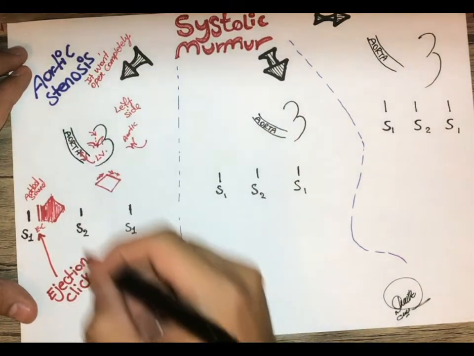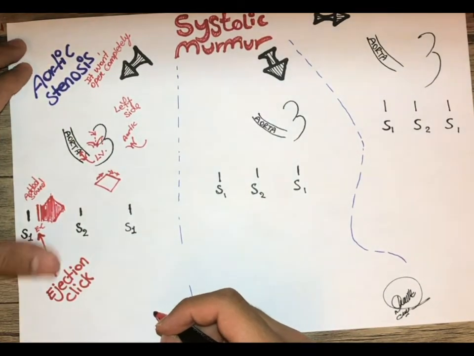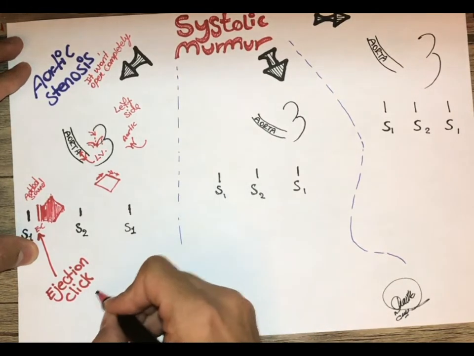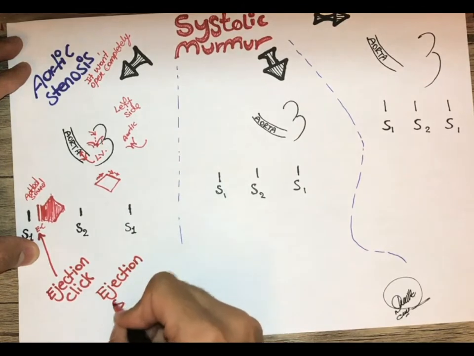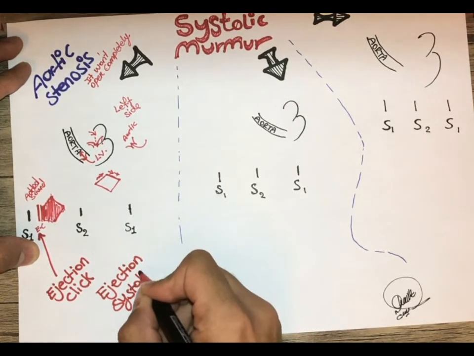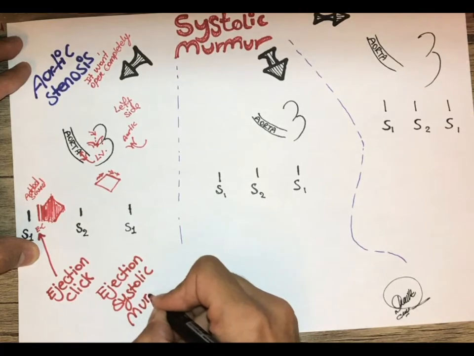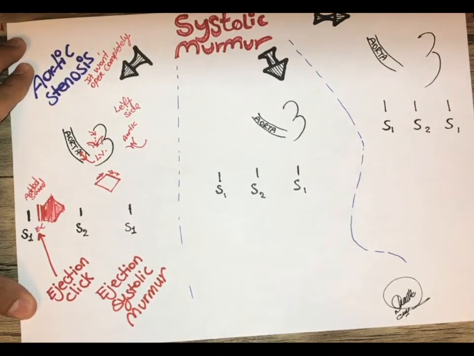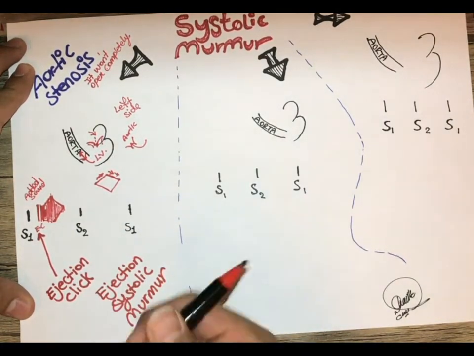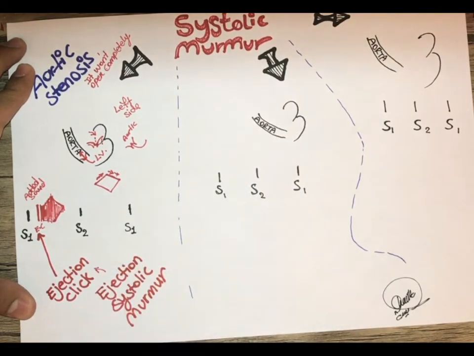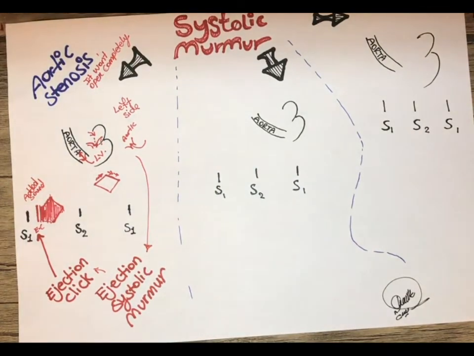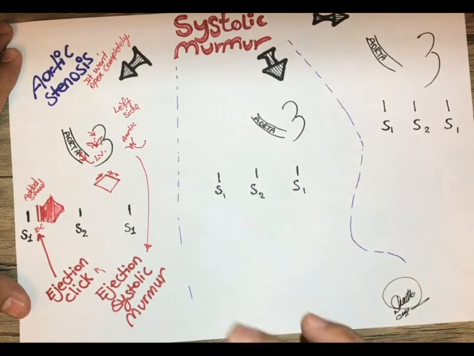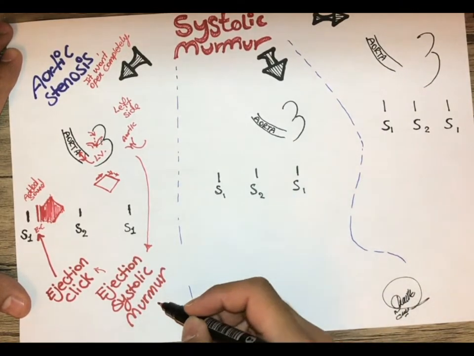So in order to report an aortic stenosis murmur, it is called an ejection systolic murmur. Ejection systolic murmur due to the ejection click and due to the stenosed valve. So the aortic stenosis is sometimes accompanied by an ejection systolic murmur.